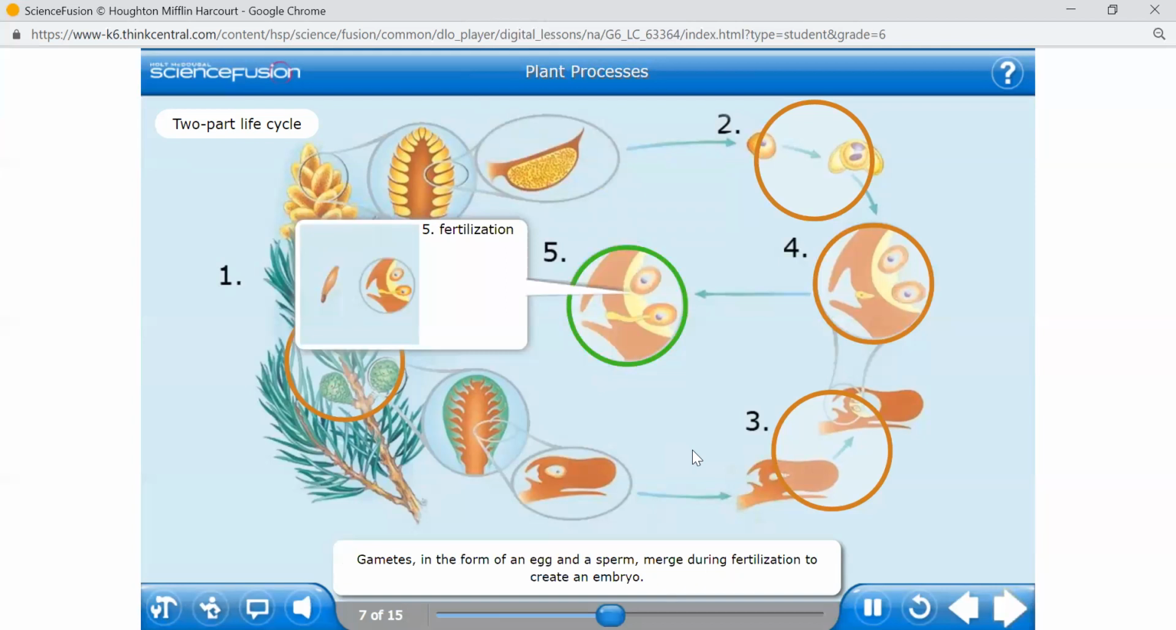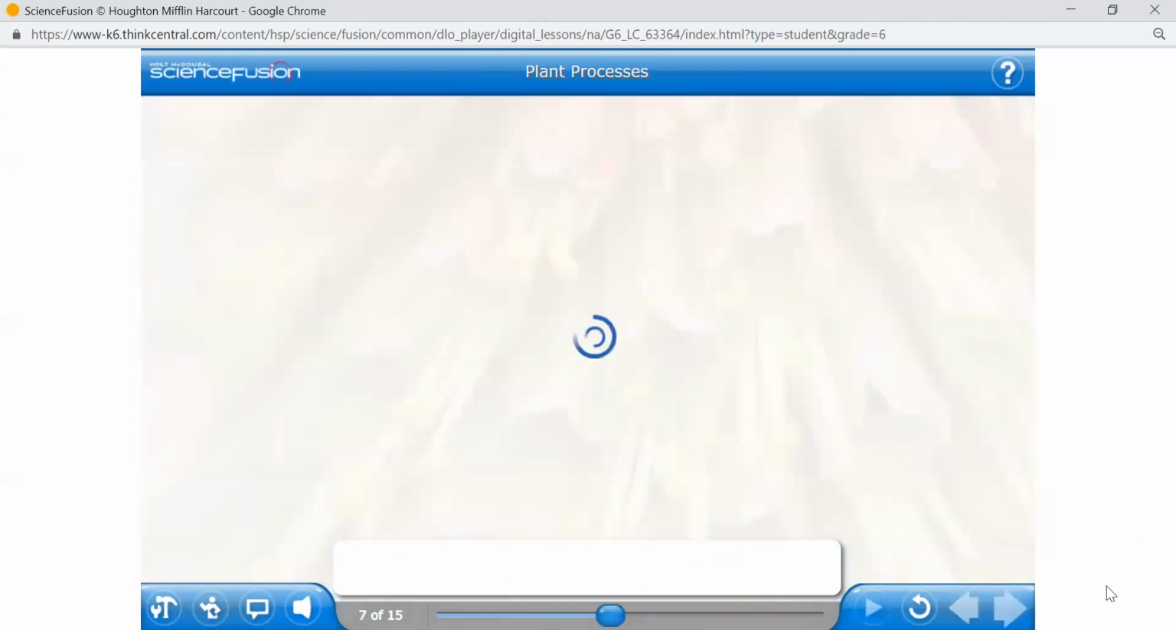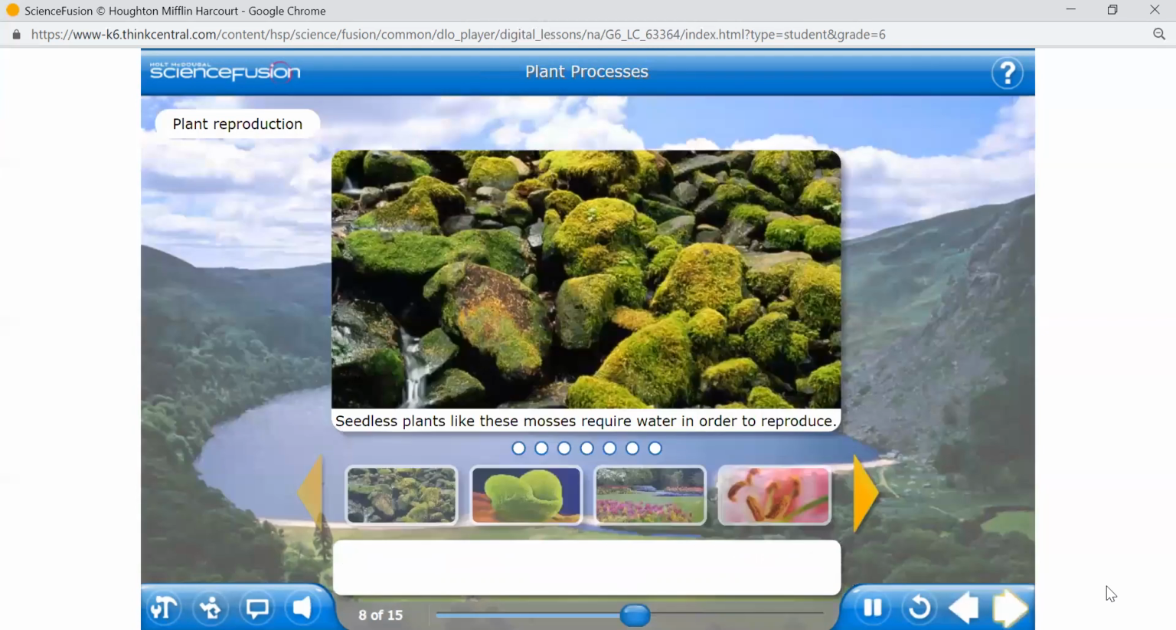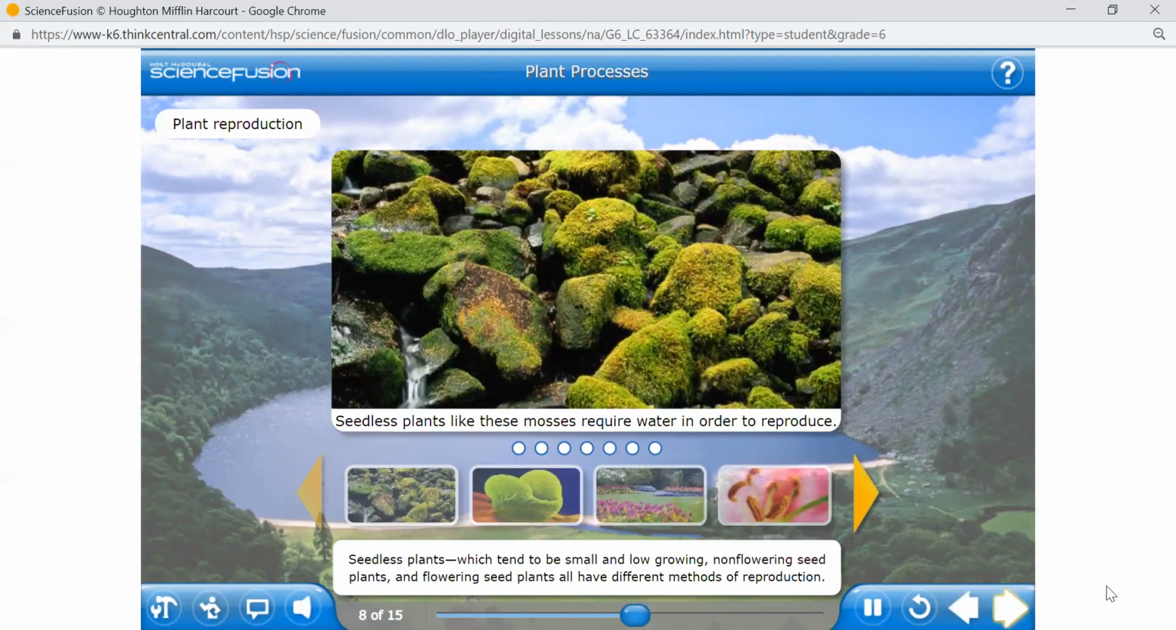Gametes, in the form of an egg and a sperm, merge during fertilization to create an embryo. When the embryo develops into an adult sporophyte, it begins the process all over again. Did you understand? Yeah. We have repeated many times. Egg cell, sperm cell. Different types of plants reproduce in different ways. Seedless plants, which tend to be small and low-growing, are non-flowering.